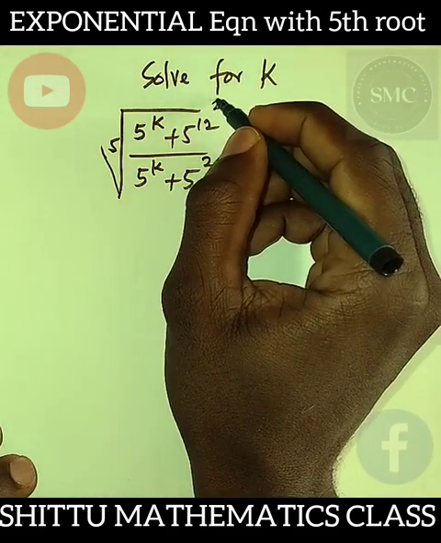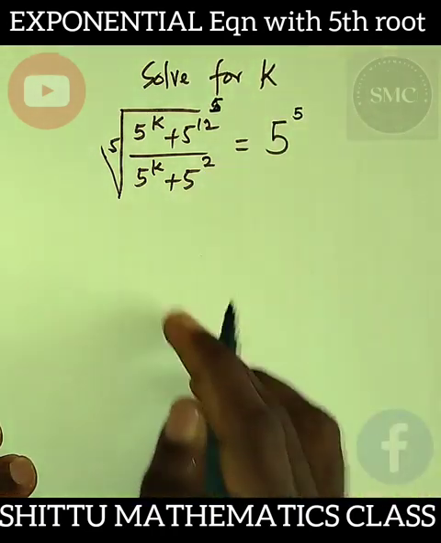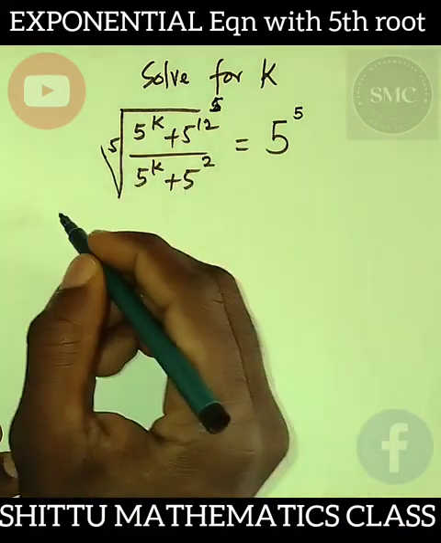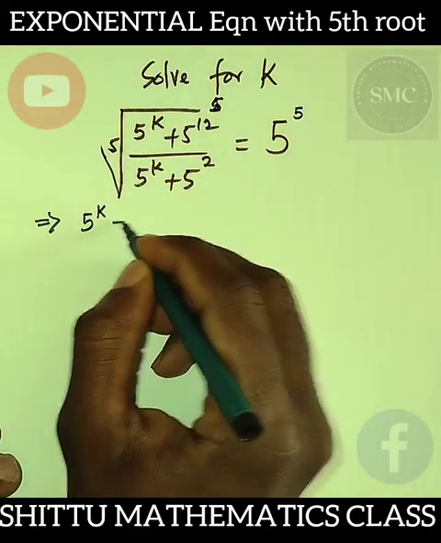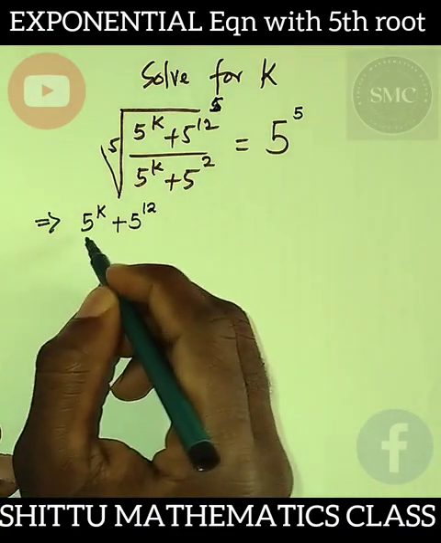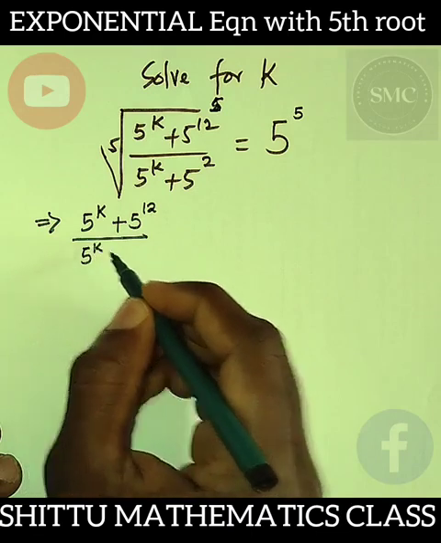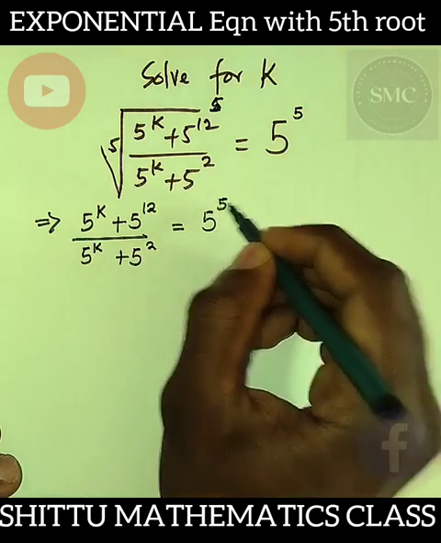So we are going to be using what? We are going to be using 5. Okay, that is, we put 5 here. So we can see that this will actually cancel this. So we are going to be left with 5 to the power k plus 5 to the power 12. Are you following? Then over 5 to the power k plus 5 to the power 2 equals 5 to the power 5.